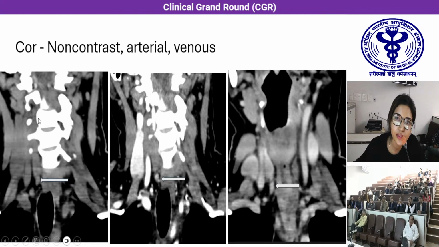Now comparing the non-contrast, arterial phase and the venous phase imaging, we can see in the posterior inferior aspect of the right thyroid lobe, a structure which is hyperenhancing compared to the thyroid gland in the arterial phase imaging, and showing some washout in the venous phase imaging. Here both thyroid and parathyroid appear almost similar. So this was a case of parathyroid adenoma.